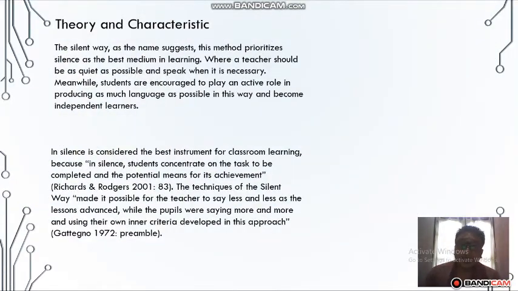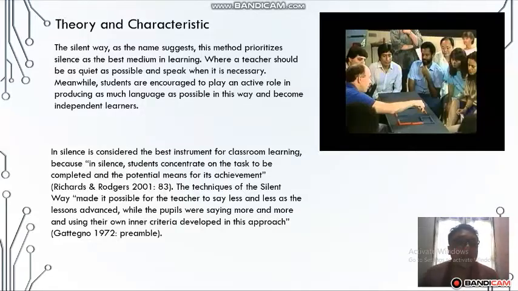Another one is about the theory and characteristics of the silent way. As the name suggests, the method prioritizes silence as the best medium in learning, where a teacher should be as quiet as possible and speak only when necessary. Meanwhile, the students are encouraged to play an active role in producing as much language as possible in this way and become independent learners. So the students here must be independent learners.